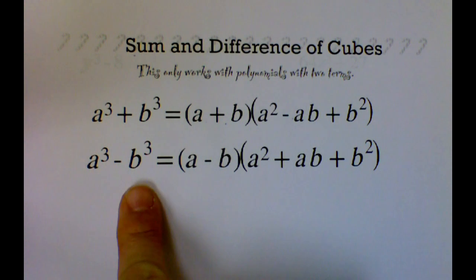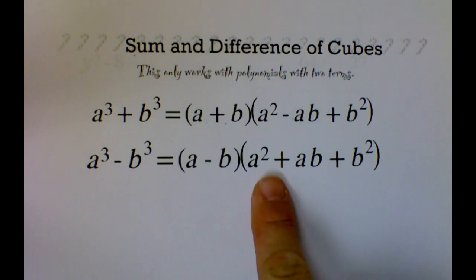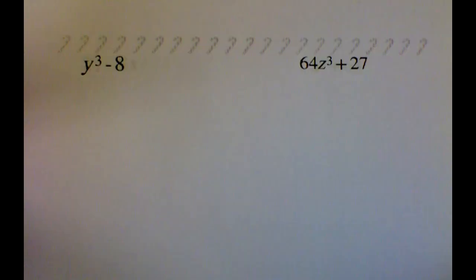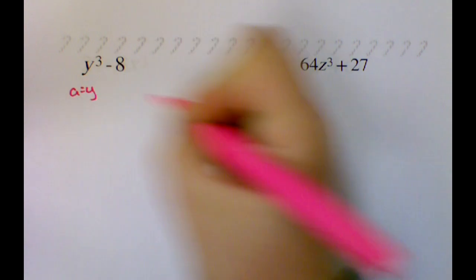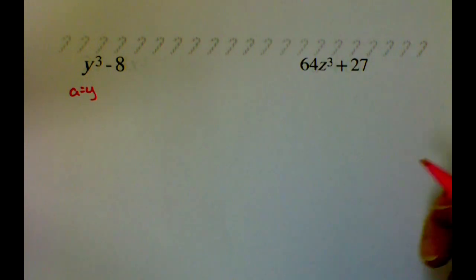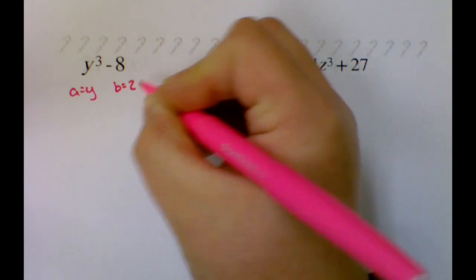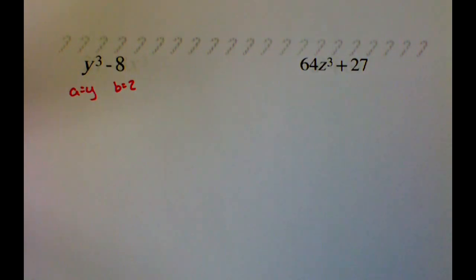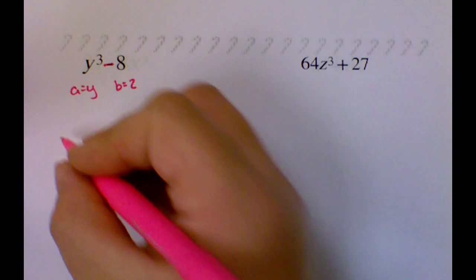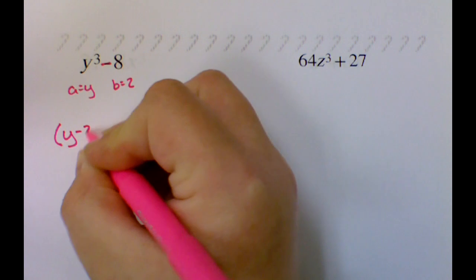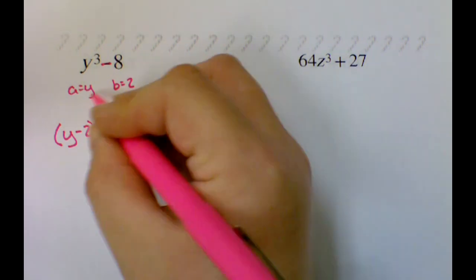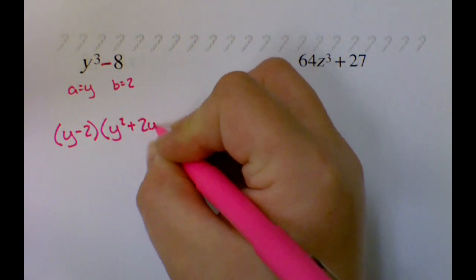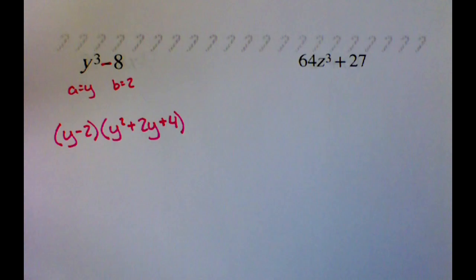a cubed minus b cubed will factor into a minus b times a squared plus ab plus b squared. So my first one, y cubed minus 8. Well, my a in this case is y, because what thing cubed made y cubed? My b in this case is 2, because 2 cubed made 8. And notice the minus. So I factor into a minus b, so y minus 2, times a squared, which is y squared, plus a times b, well, y times 2 is 2y, plus b squared, 2 squared, which is 4.